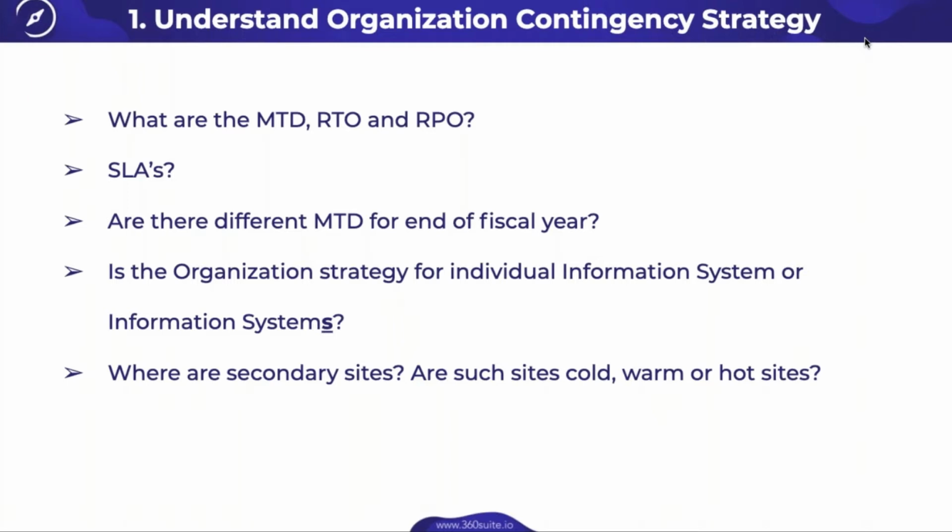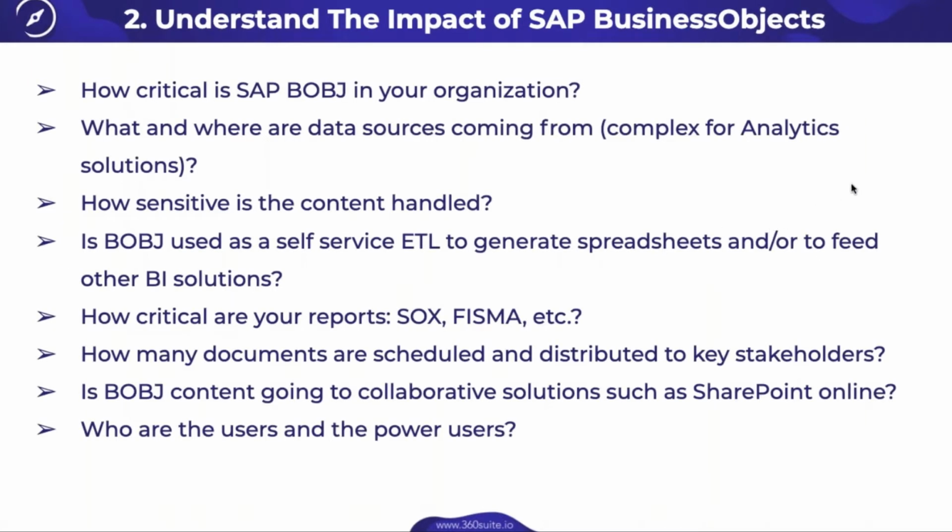Then step number 2 for the contingency planning is, once you've talked about the impact on the organization or how the organization itself works, you need to bring it down to your Business Objects. So how critical is your BOBJ? For some organizations it is, for some it's not. You need to understand that, because based on that, your RPO, for example, will be different naturally, and then you'll have a different recovery time as well.